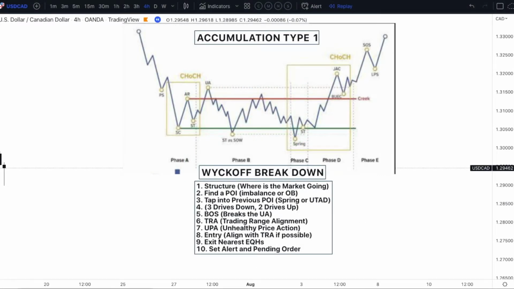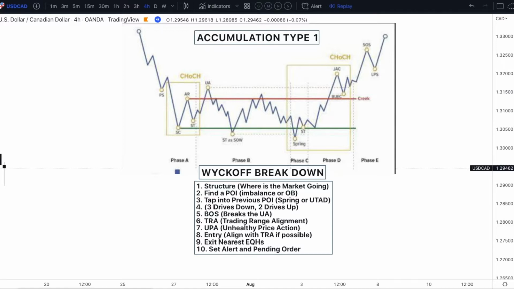And in this particular video, we're going to talk about the accumulation type 1, how to trade it, and we're going to break this thing down step by step. I'm going to give you 10 steps to ensure that you can maximize your profitability and show you exactly what to look for when you're in the market trading this type of schematic.